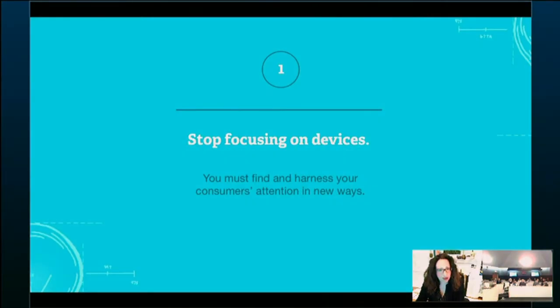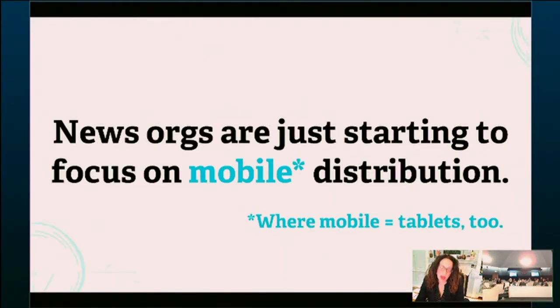And the first recommendation has to do with devices. So what I would tell all of you is to stop focusing on the devices and instead start focusing on your consumers. So if we think back to that S-curve, again, from my point of view, news organizations are just now starting to focus on mobile distribution. And I define mobile as phones and also tablets.